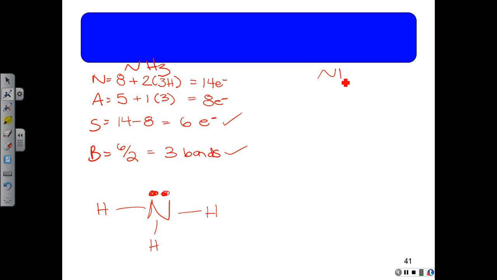Okay, so this is called ammonium. It's a polyatomic ion that we'll look at later. Okay, we have an ion. So right away, which column are we going to have to adjust because of that charge? The N, the A, the S, or the B? The A. Yep, we don't do anything to the needed.